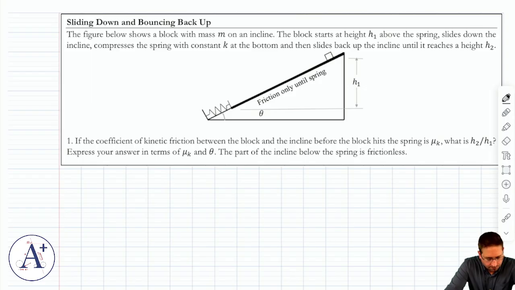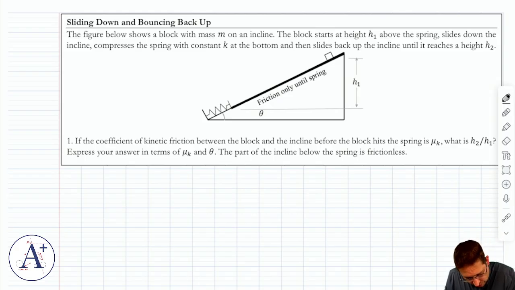The bouncing back up is a little bit tricky, so we're going to address that first, just to get it out of the way. And then we're going to deal with this friction on the incline. And of course, friction is going to do negative work. It's going to take energy away.